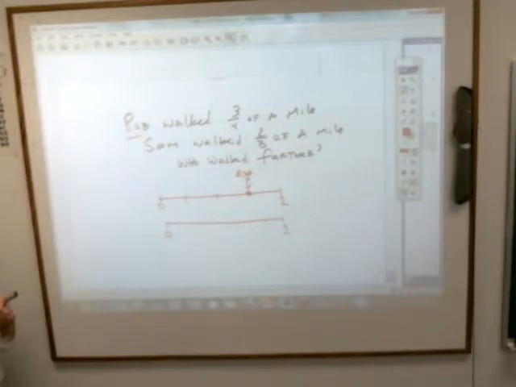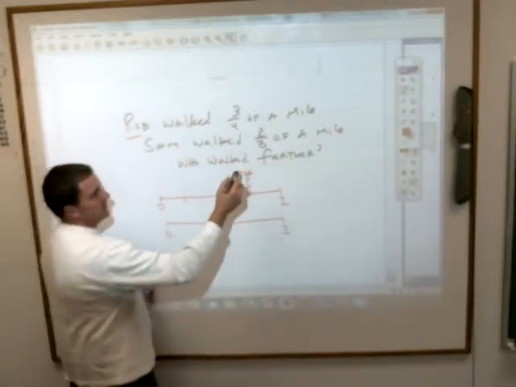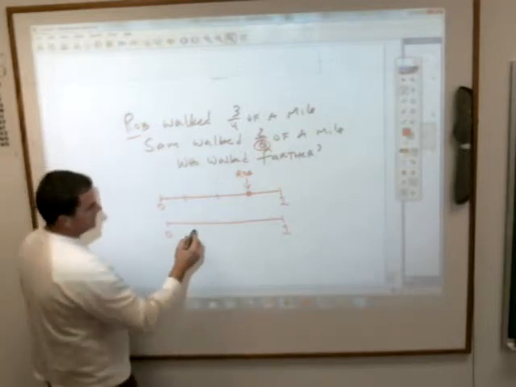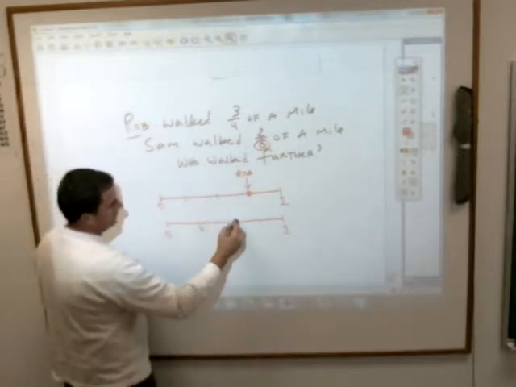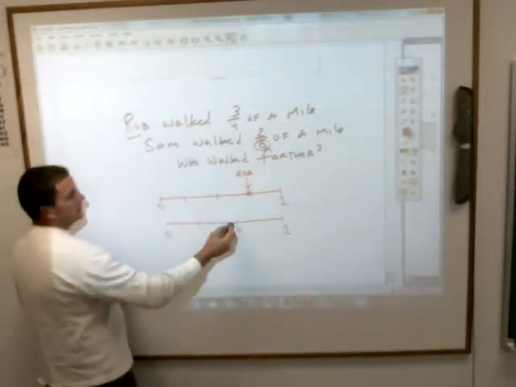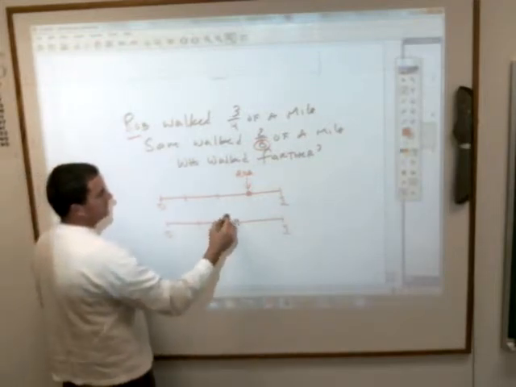Mr. Sam walked 2/3. Well, that's a little different because now I'm cutting my mile into how many pieces? 3. That's a little tougher to do. 1, 2, 3. Do as best you can. He walked 2 of the 3 pieces of the mile.